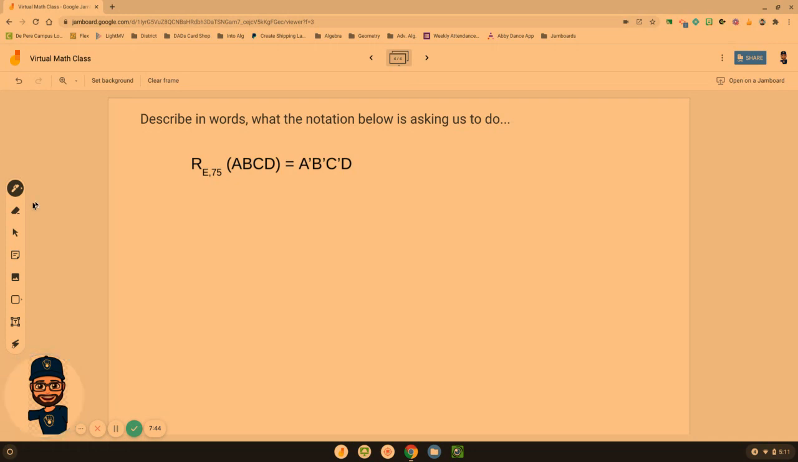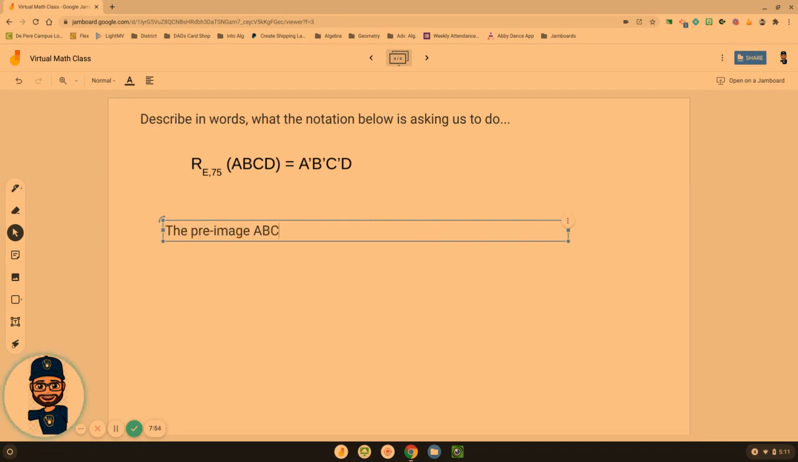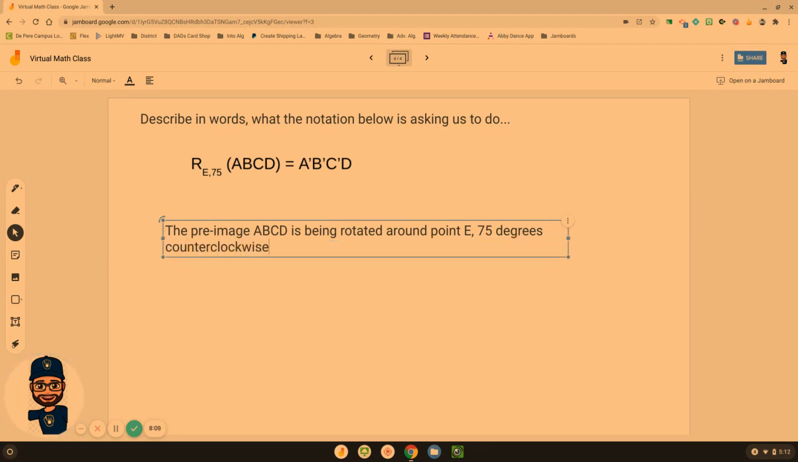Okay, hopefully you might be able to tell us a couple of things. Okay, first of all, we start with the pre-image. ABCD is being rotated around point E 75 degrees counterclockwise. Counterclockwise, right? This positive 75, because it's positive, means I have to move everything counterclockwise around point E.